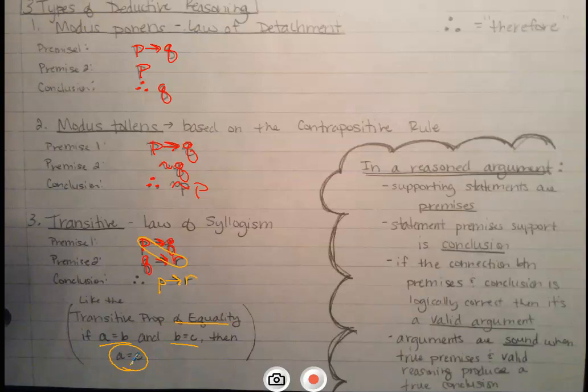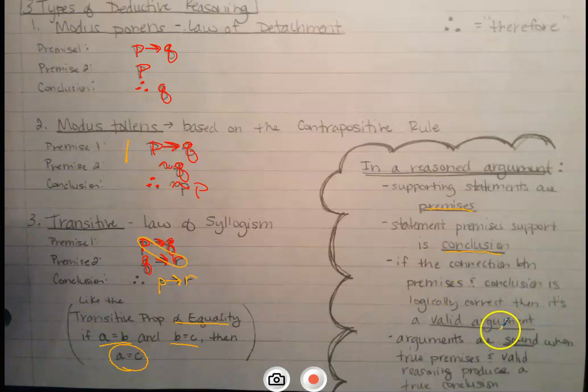Okay, another thing, it says in a reasoned argument, we're going to have supporting statements called premises. Those first two statements are called supporting statements or premises. The statement the premises support is the conclusion. If the connection between premises and conclusion is logically correct, then it's a valid argument.